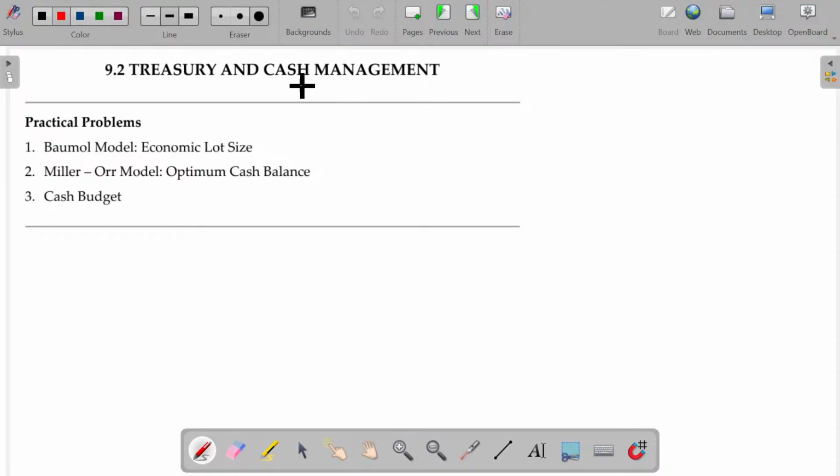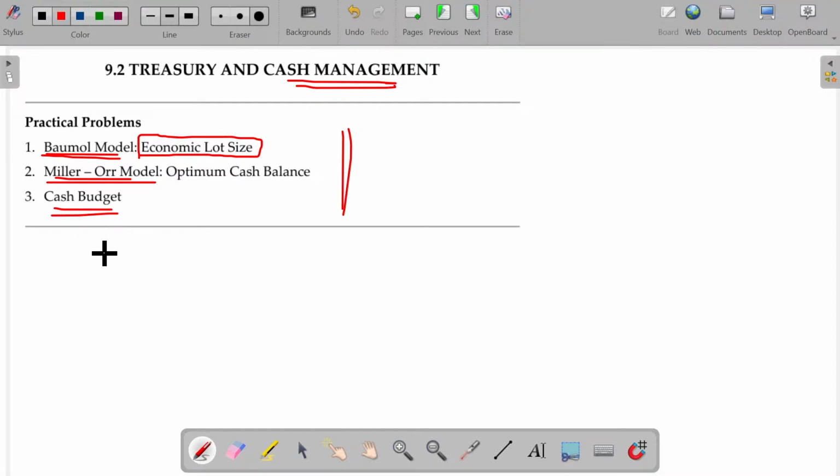Treasury or cash management. Okay, we have to understand three aspects here. One is the Baumol model, another one is the Miller-Orr model, and the last one is cash budget. The Baumol model recommends the economic lot size for keeping cash in FD and converting that to ready cash. Okay, and how much cash you can keep in your cash box for meeting your expenses is also considered the optimum cash balance, in the Miller-Orr model. And the third one is all about cash budget.